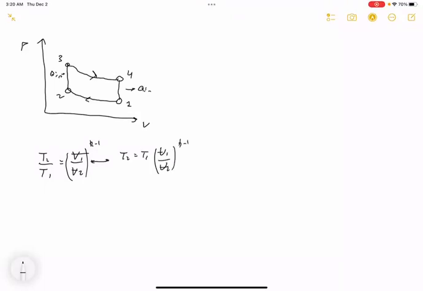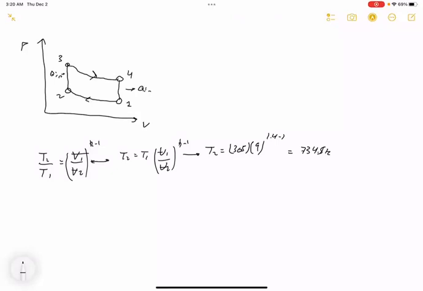Now V1 over V2 is very much the compression ratio, because the volume at 1 before the compression is 9 times greater than the volume at 2. So we can say that T2 equals T1, which is 305 Kelvin always we're using, times 9 to the K minus 1. And for air, K is 1.4. If you calculate this, you'll get a value of 734.5 Kelvin. This is the temperature at state 2.